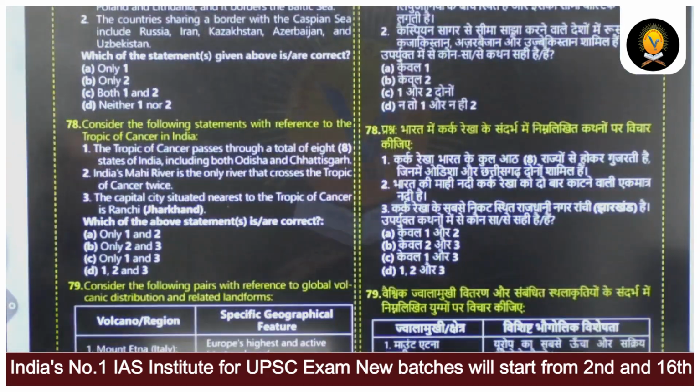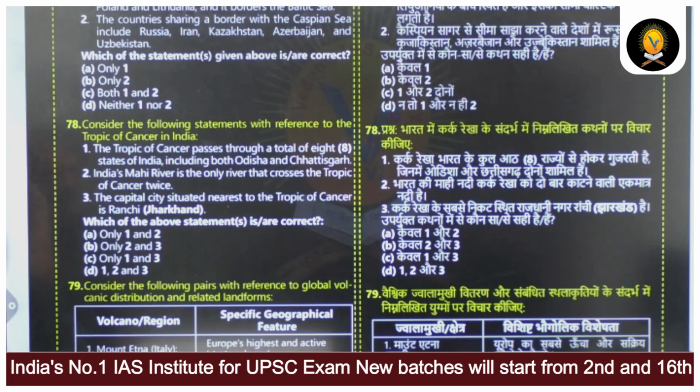Consider the following statements with reference to the Tropic of Cancer. The Tropic of Cancer passes through 8 states of India including both Odisha and Chhattisgarh. No, it does not pass through Odisha. Jharkhand, Gujarat, Rajasthan, Madhya Pradesh, Chhattisgarh, yes. Okay, not through Odisha. 78. Odisha is not a part of the 8 states.